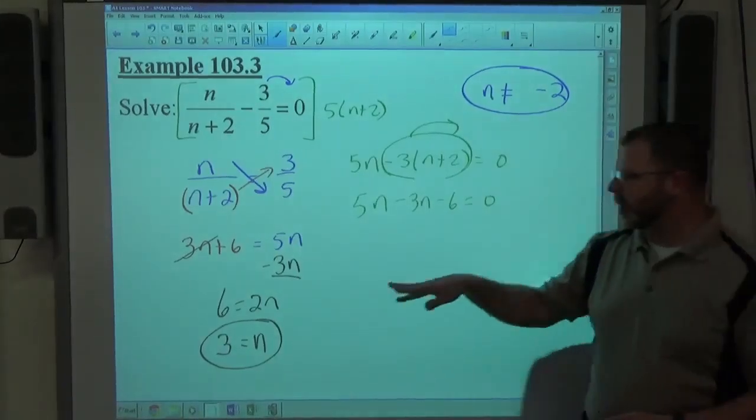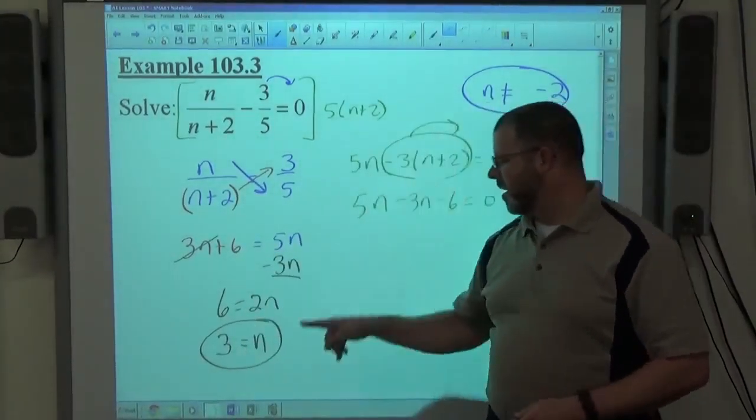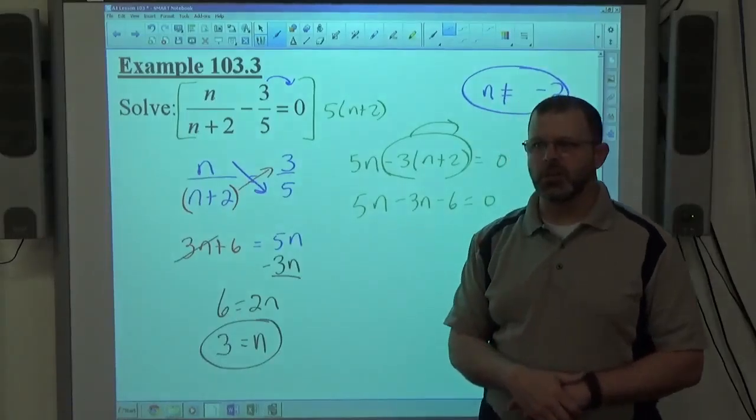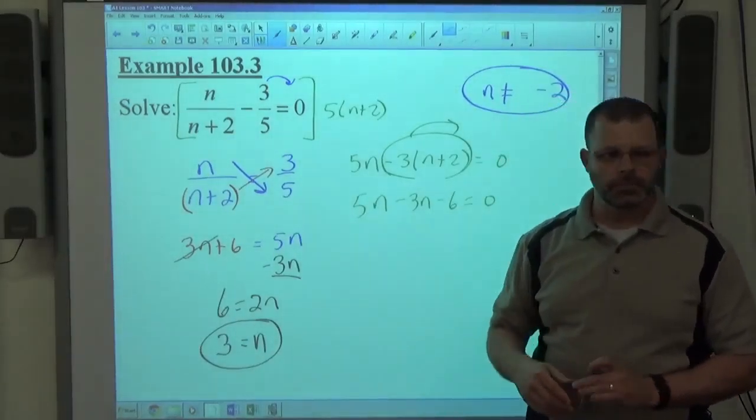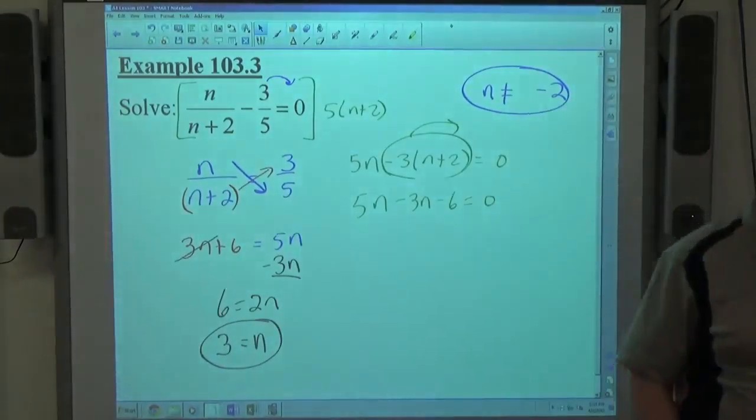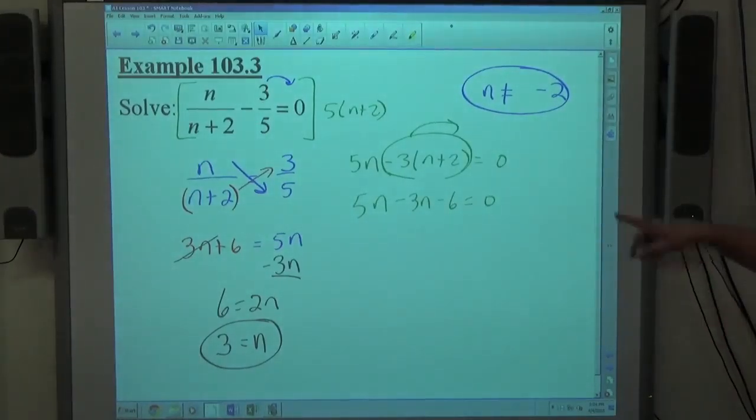If I did all this work and I got n equals negative 2, I'd put a slash through it and put an empty set, because there's no possible answer. No way to do it. Again, that does happen occasionally, enough to warrant doing this step.